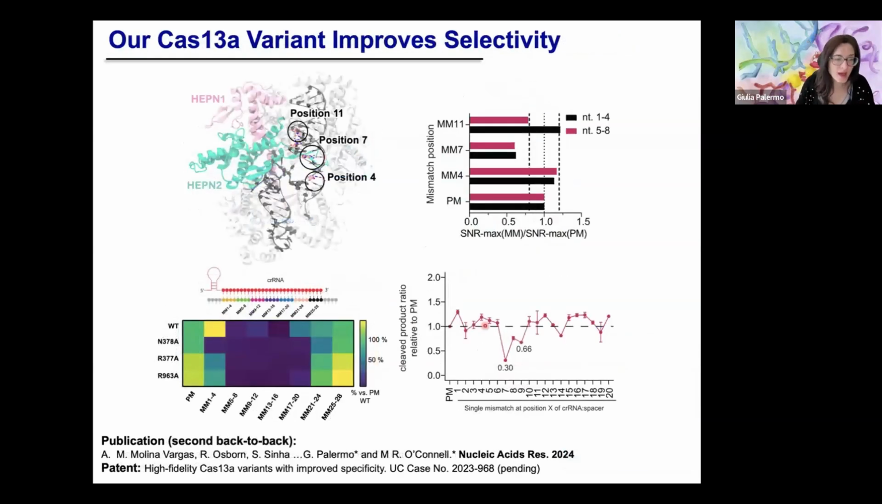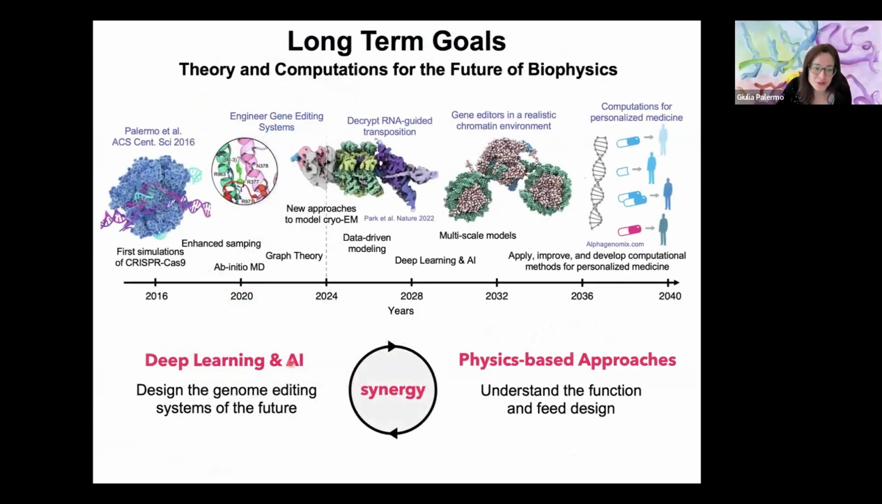As I said, this was the premise because then Mitch introduced mismatches within the system at specific positions, observing that the system can selectively perform or not perform cleavage according to the location of mismatches. So coming back to the future, I hope I have convinced you that our approaches can be useful both for designing the gene editing systems of the future and for understanding their function, to feed back into design again.